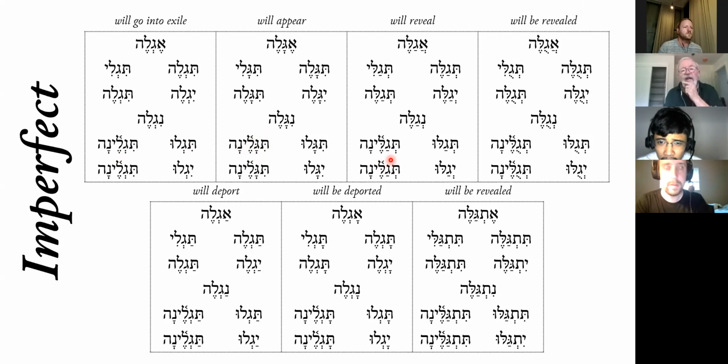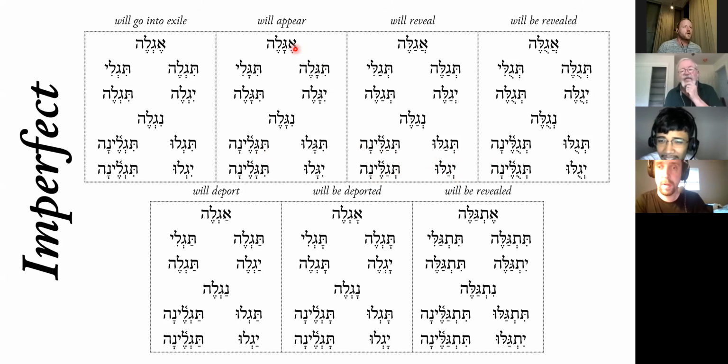So what's the difference in pronunciation between this one and this one? Tigale. You have doubling in the lamed there. So tigalena. And also short. This one has a shva. So it's tigalena.